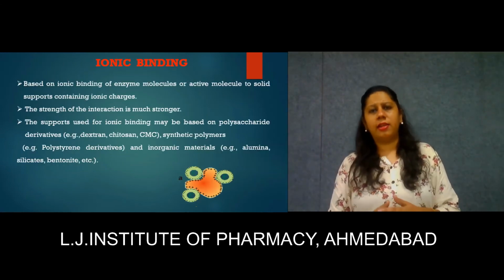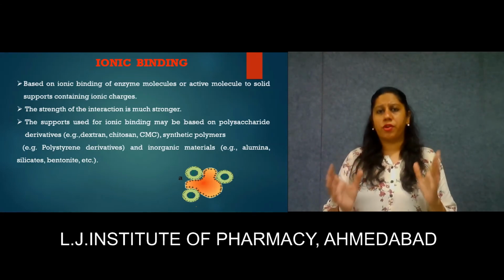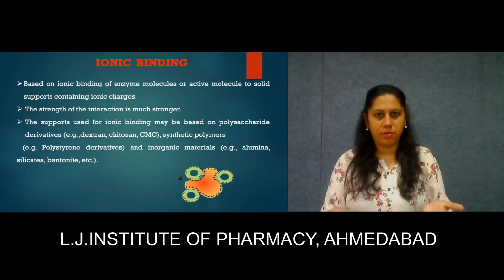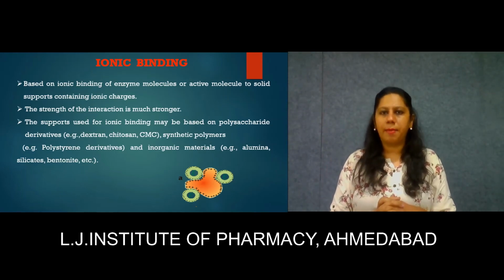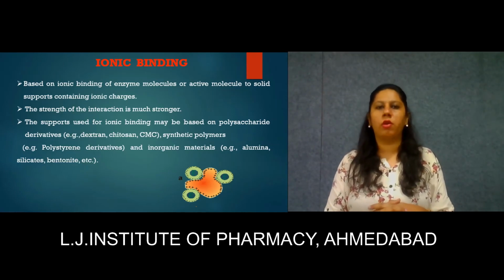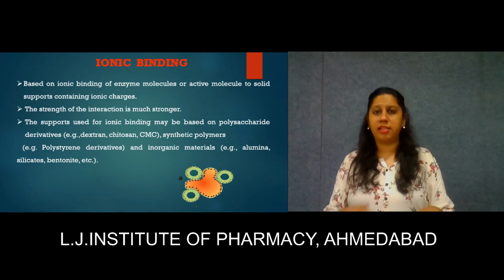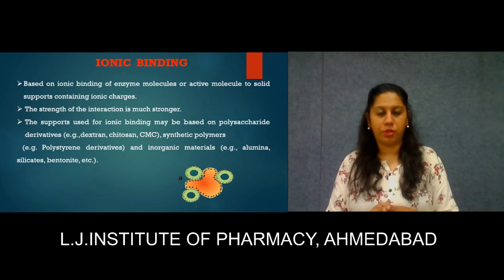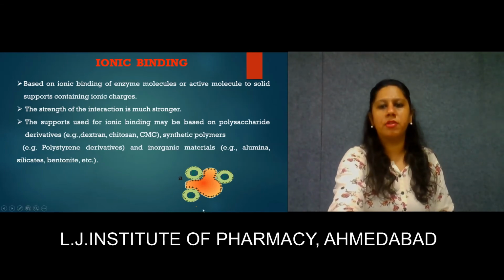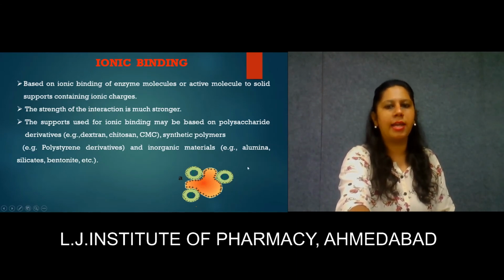The next one in the category of physical methods is ionic binding. Whenever you're talking about ionic, it involves charges. So it is based on the ionic binding of enzyme molecules or active molecules to a solid support containing ionic charges. As we are involving charges, the strength of interaction here is much stronger than adsorption. So here you can see you have the positively charged carrier and the negatively charged enzyme cell surface, and you have the ionic association.